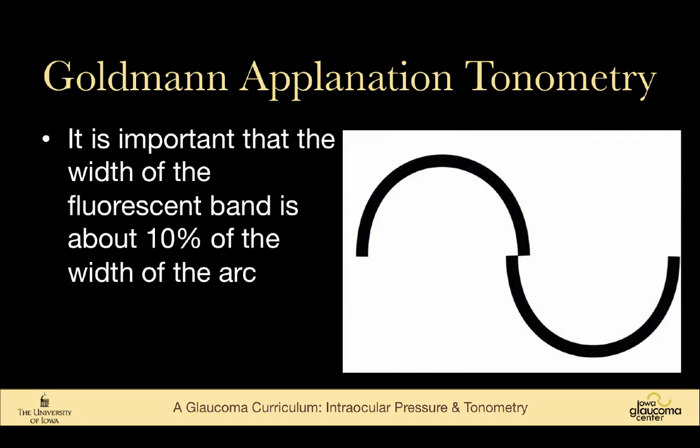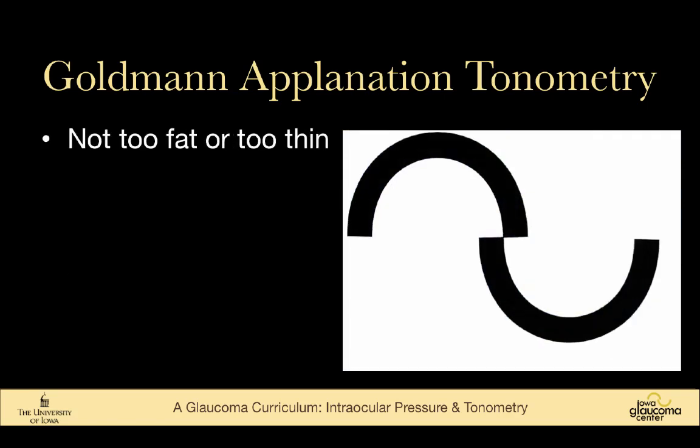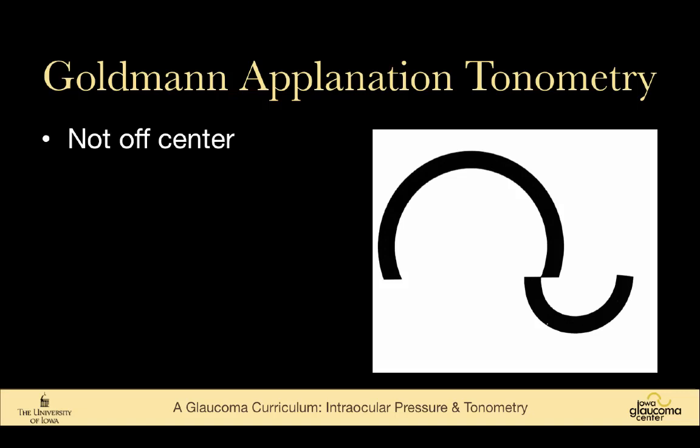It's important that the width of the fluorescein band is about 10% the width of the arc. Not too fat like this or too thin. So this is very thin. Very thin Mires will underestimate the intraocular pressure. Very thick Mires like this will overestimate it, and this would be just about right. Also don't want to be off center.